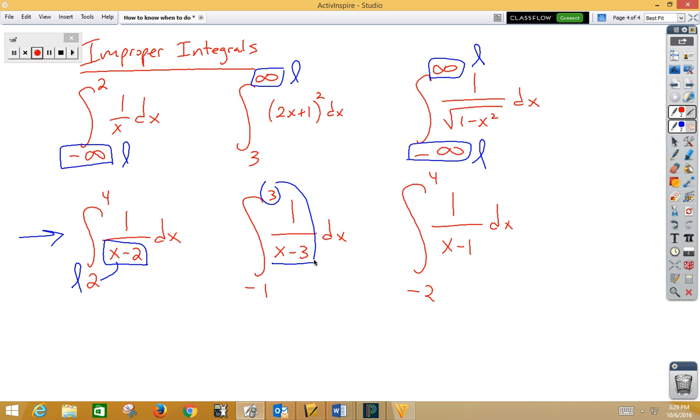In this third example, notice that 1 is undefined and 1 is between -2 and 4, so we would have to split this one apart. If you need more help on improper integrals, see the individual videos for improper integrals.